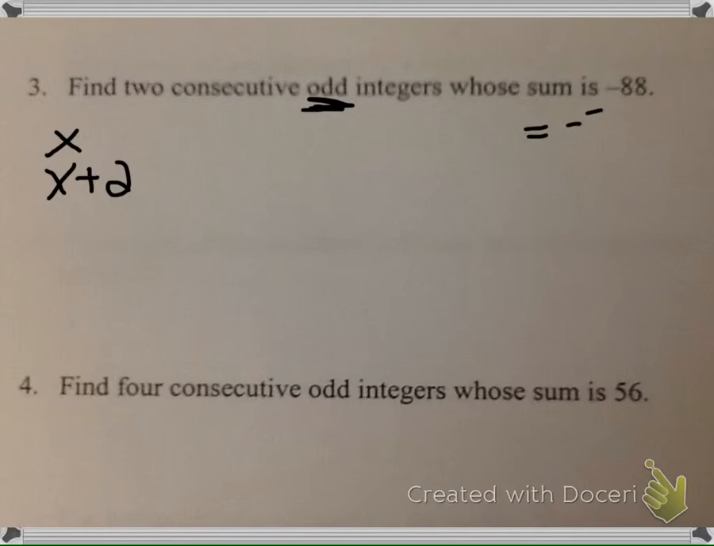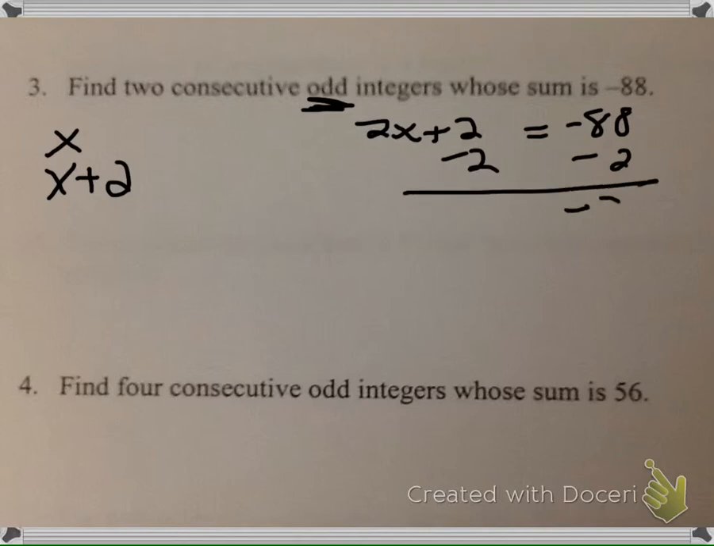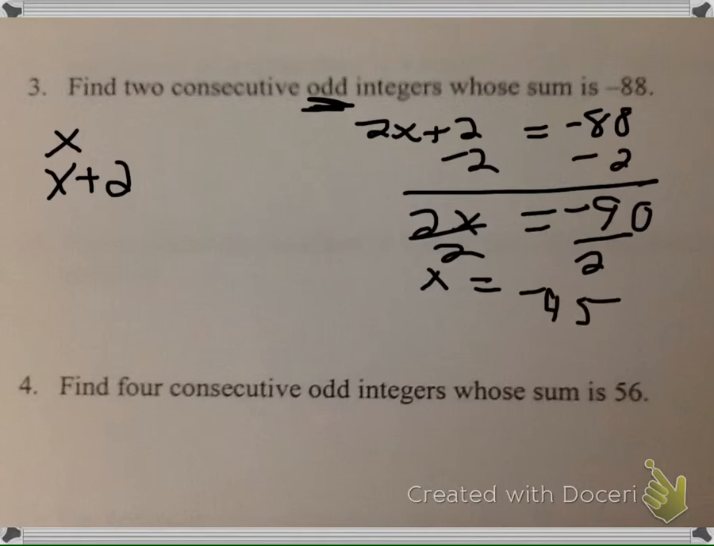So equal negative 88. And so I combine these. What would you get if you combined all this? 2x plus 2. And subtract 2, that's going to be negative 90 equals 2x. Divide by 2. x equals negative 45. Now we have to be careful. I'll use the red. So this is negative 45. If you add 2 to negative 45, you get negative 43. Okay.